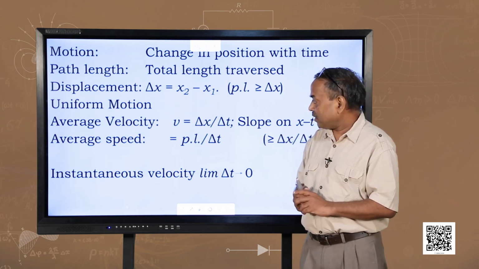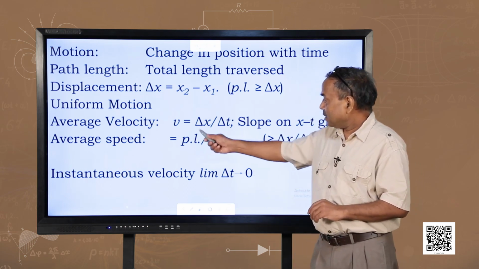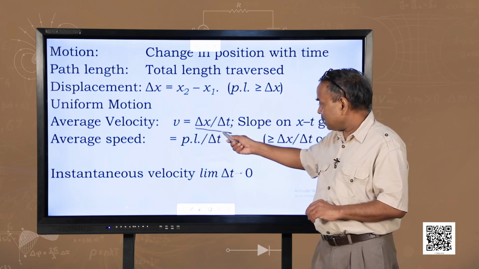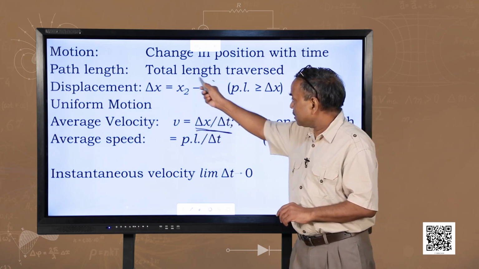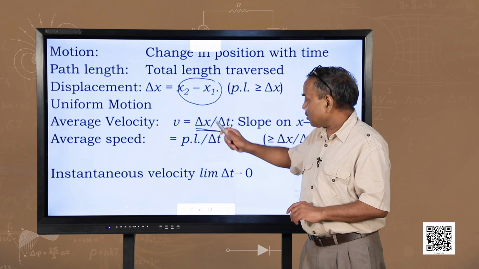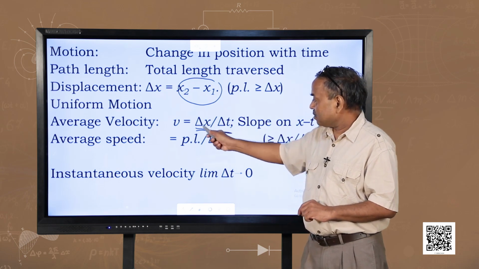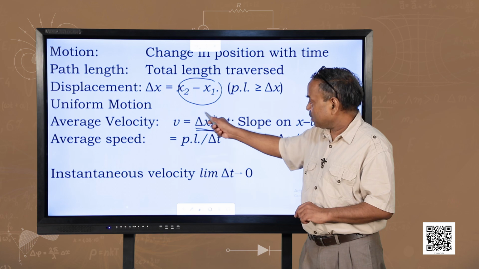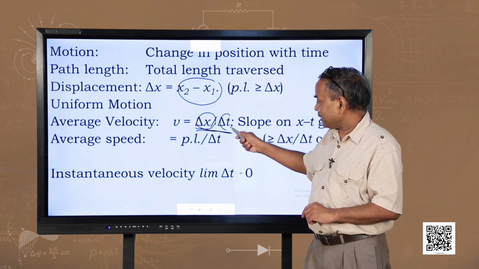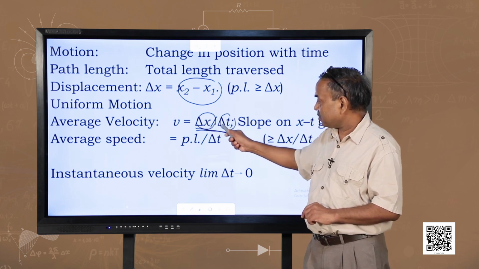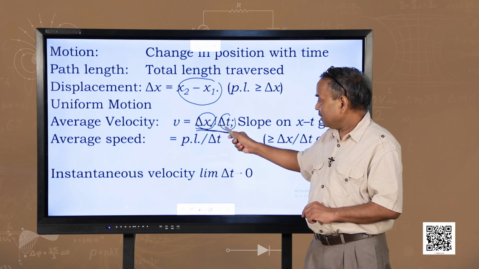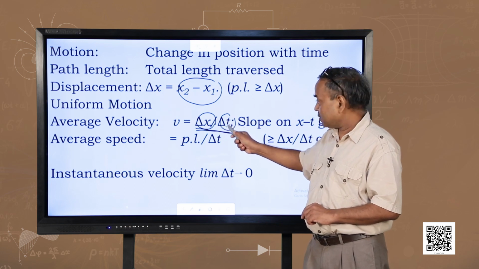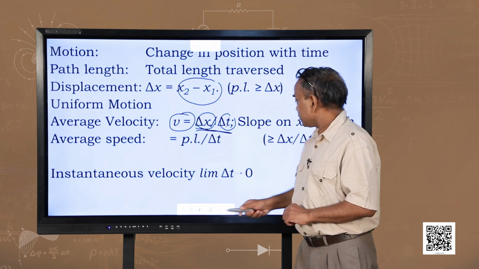Average velocity, how do we define average velocity? As in a case of a motion in a straight line, when only the x coordinate is changing with time, the displacement between the 2 points, taken in time delta t, the ratio of displacement divided by the time taken in doing it, is called the average velocity.